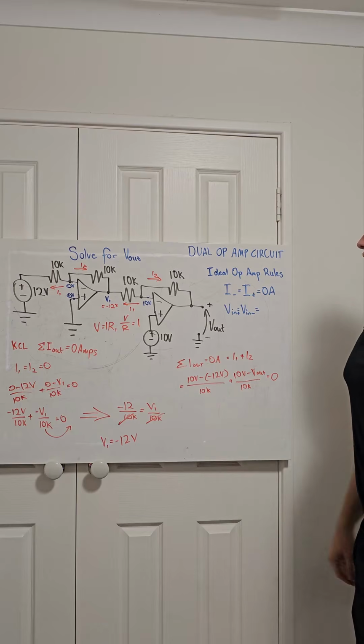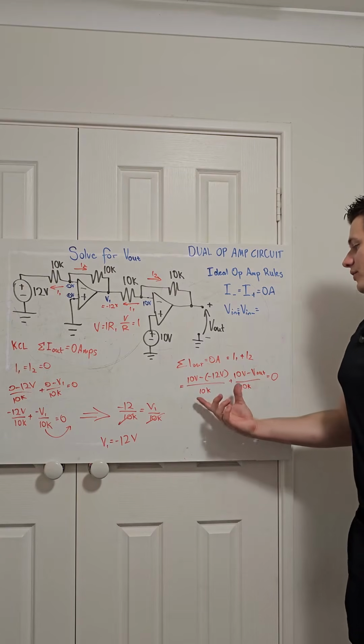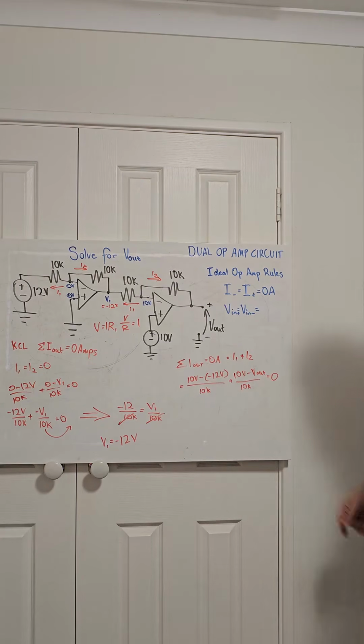So now we're only left with one unknown variable, and that's V out. So if we rearrange this equation, we can solve for V out. V out is 32 volts.